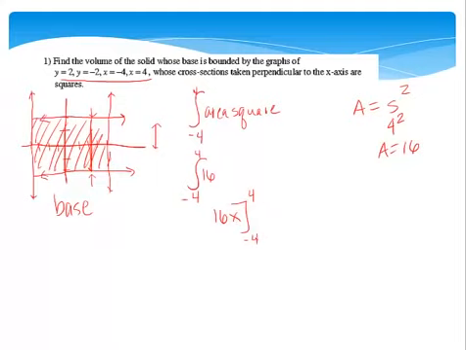Now again, remember what you could have done is you could have gone from 0 to 4 and then doubled your answer because it's the same on either side of the y-axis. We'll go ahead and do this. 4 times 16. 16 times negative 4, and that would give you 128. And so that's the answer to the volume problem.